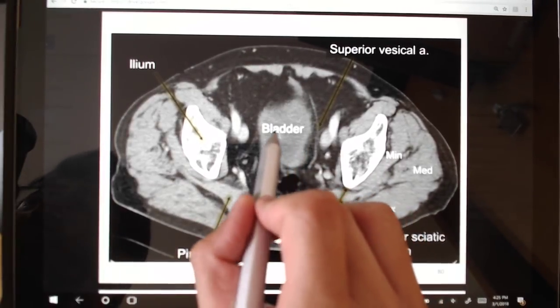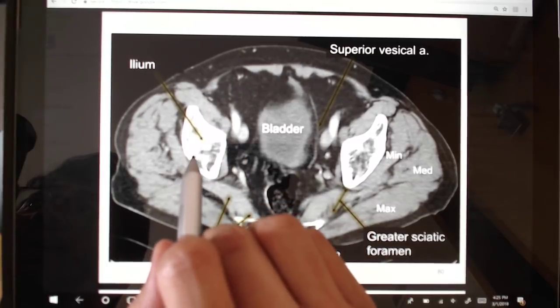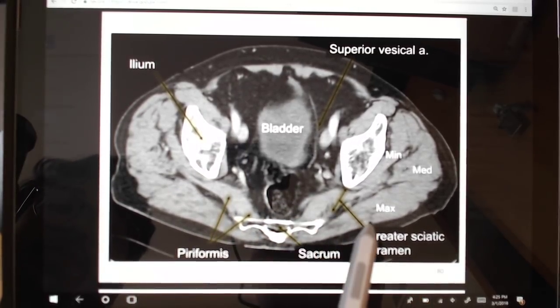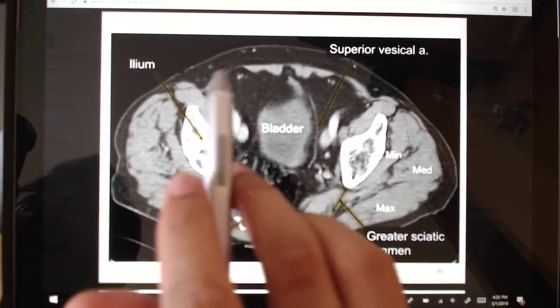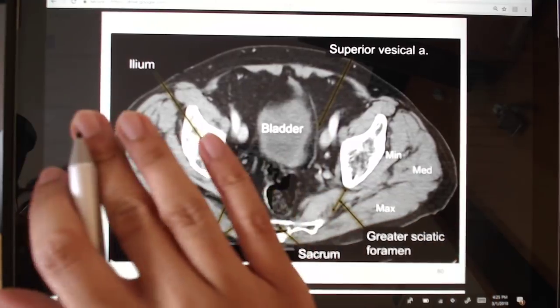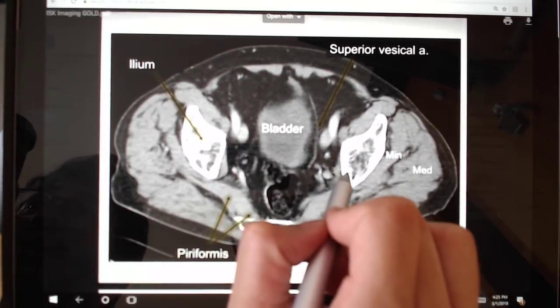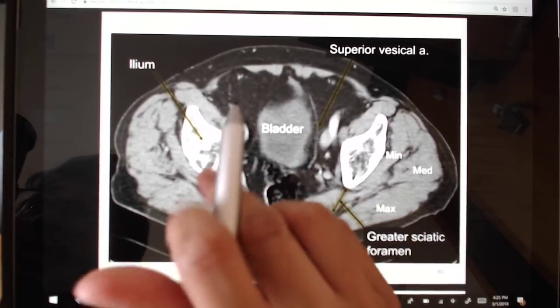For example, your bladder is going to be in the same line as your pelvis. So you're going to be able to see your sacrum and your iliac spine at the same level. If you know where the cut is, just look for the major bony landmarks, and then look for the major organs. That's what you're looking for.